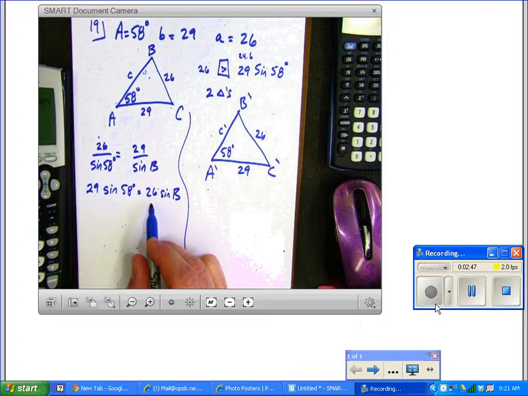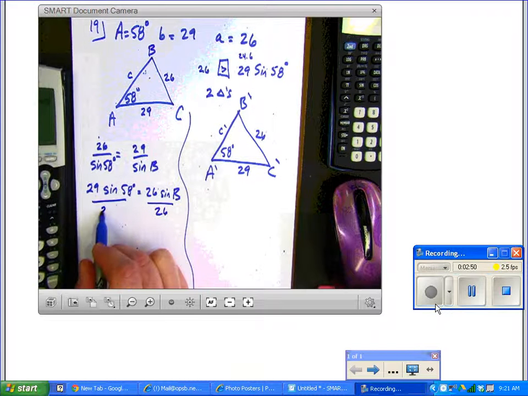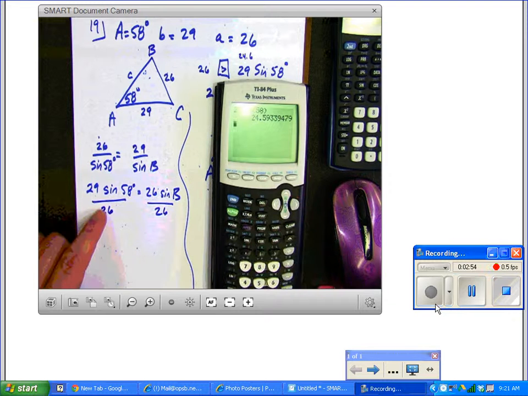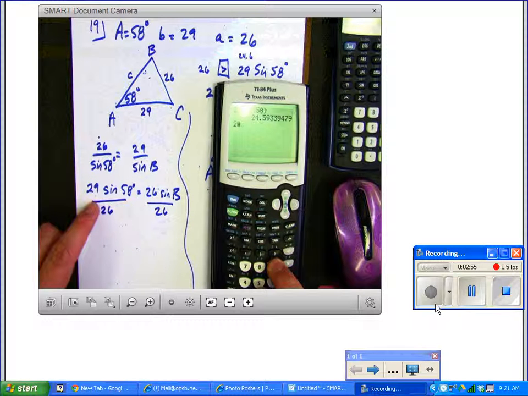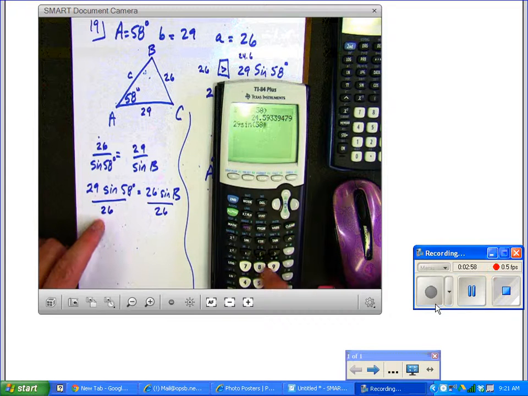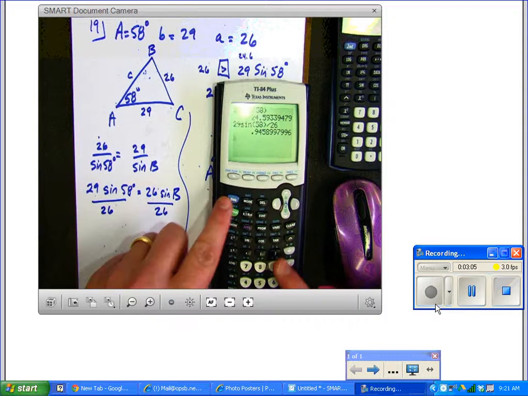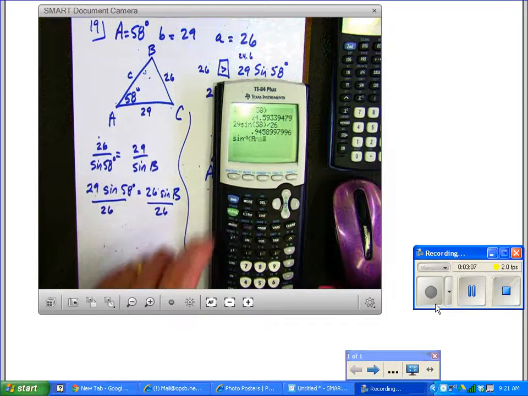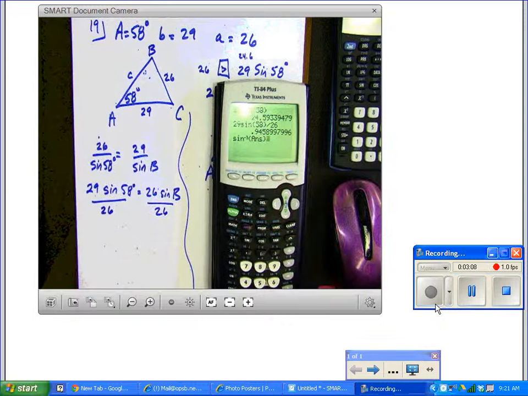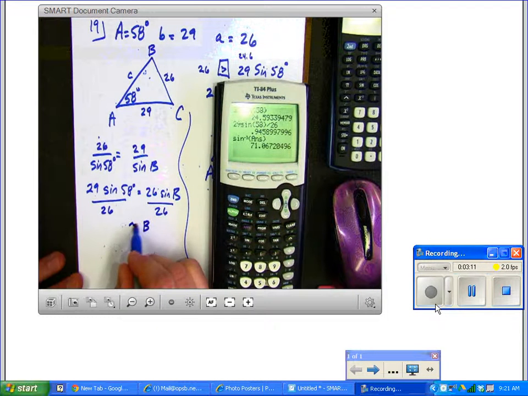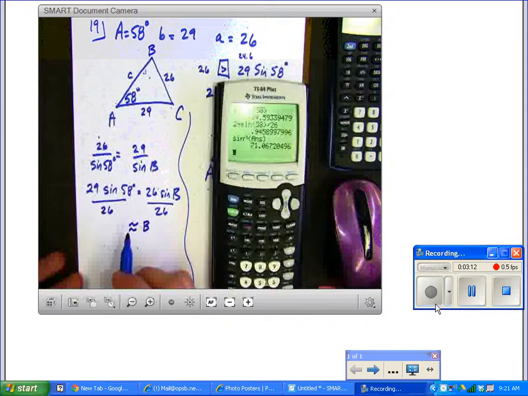So I'm going to divide by 26. Now let's throw this in. 29 times sine 58 divided by 26. That's going to be the sine of B, so we have to do the inverse. So B is about 71.1 degrees.